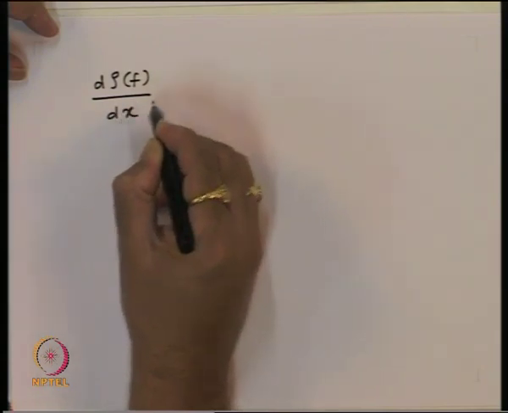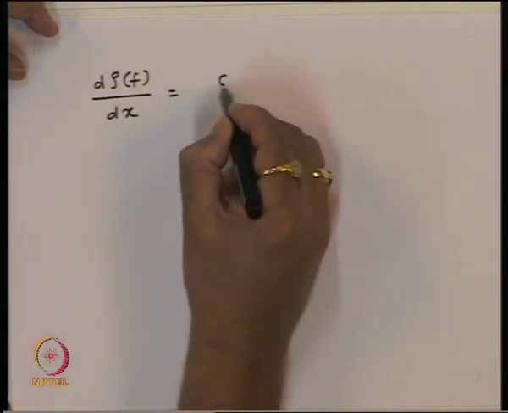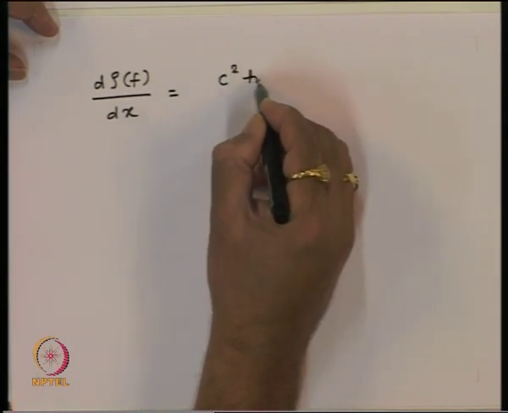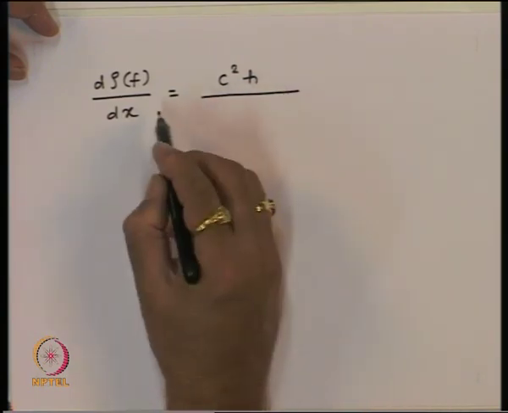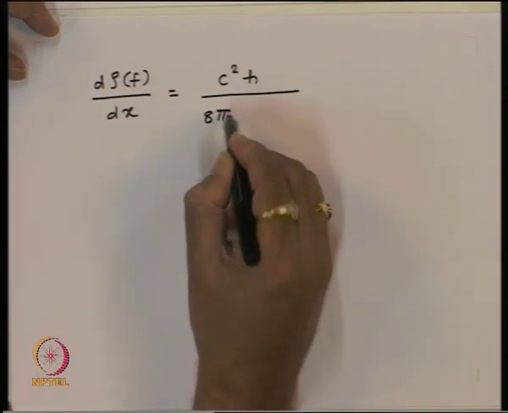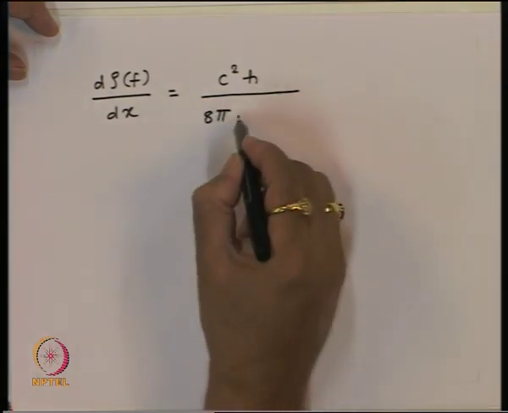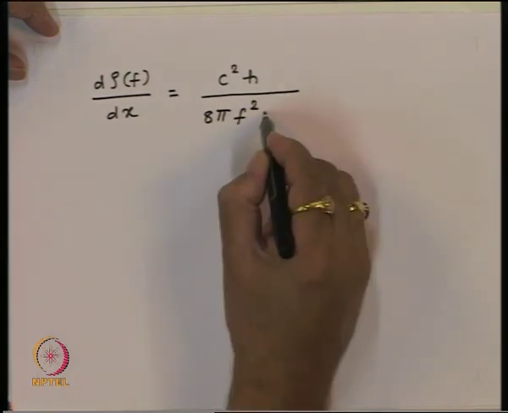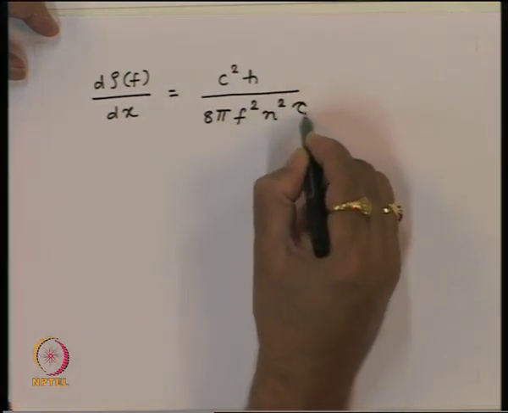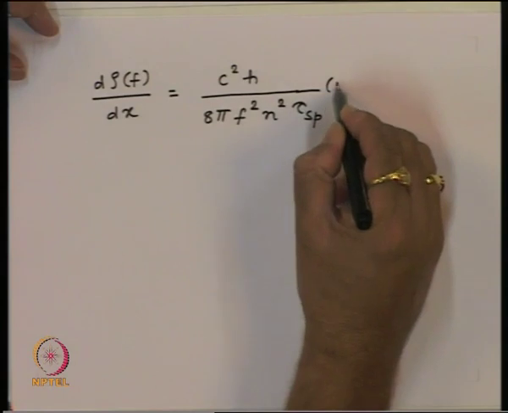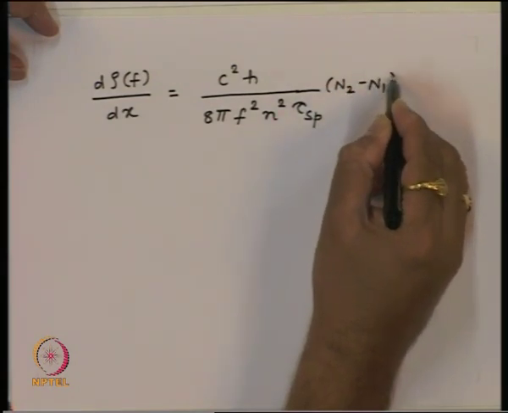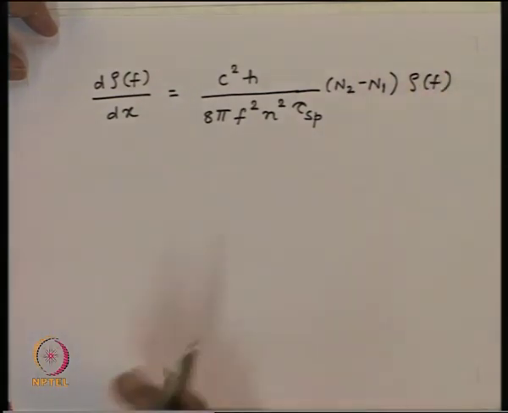And then finally we get the equation for the photon flux as a function of distance, which will be d rho of f by dx equal to c square h upon 8 pi f square n square tau spontaneous, into N2 minus N1, into rho of f.